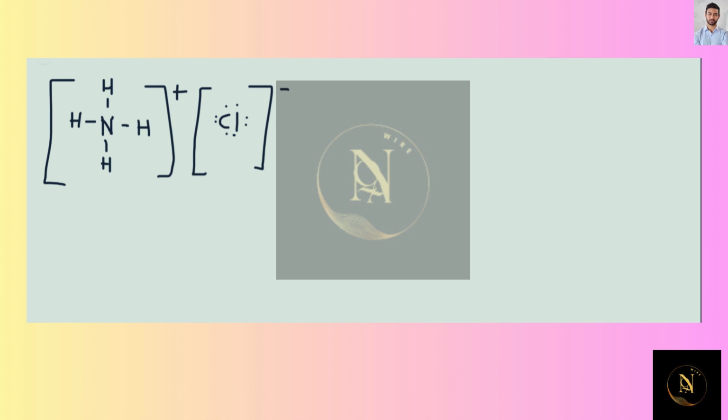So B, is there an N-Cl bond in solid ammonium chloride? Well, no, because it's not like you're forming a covalent bond between the nitrogen and the chlorine in ammonium chloride. It's just electrostatic interactions between the entire ammonium ion and the entire chloride ion.